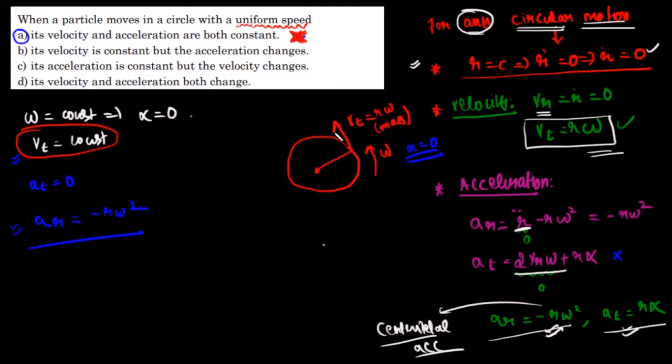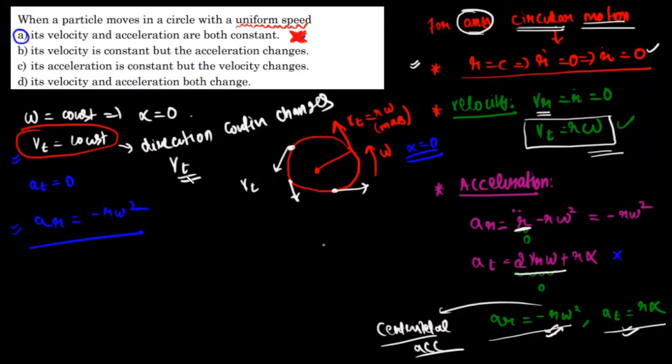Here tangential velocity is acting in this direction, but as it keeps on rotating, the particle will reach this place. Now here tangential velocity will be acting like this, here like this, and here like this. So the direction continuously changes, which implies tangential velocity is not constant, it is changing. Magnitude is constant, but direction is continuously changing.